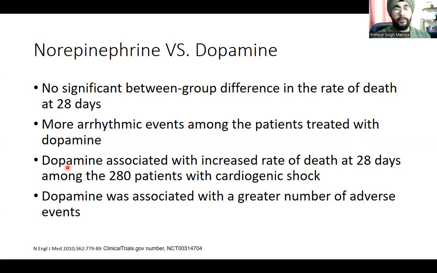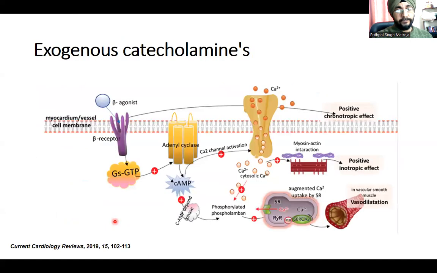And in one particular subgroup, the patients with cardiogenic shock, they found that dopamine increased the rate of death at 28 days among patients who were admitted with cardiogenic shock. And overall, they also emphasized that dopamine was associated with a greater number of adverse events as compared to norepinephrine. So these were about the comparative analysis of dopamine and norepinephrine. So it suggests that norepinephrine stays as the first line drug for the increase in mean arterial pressure.